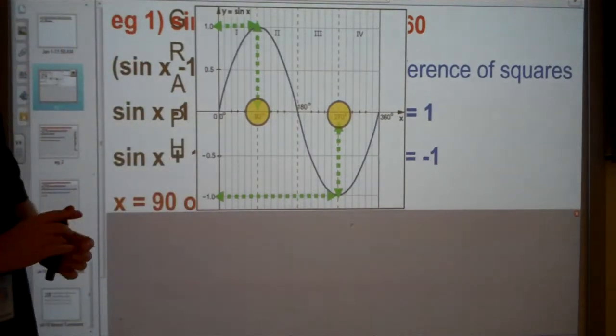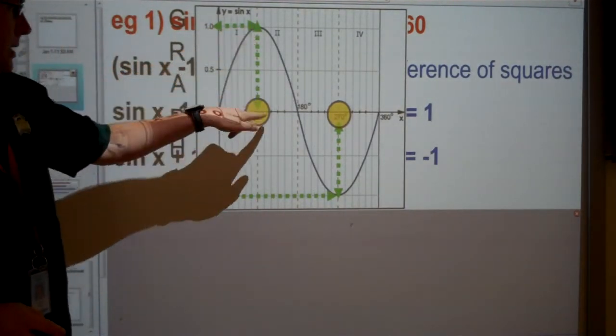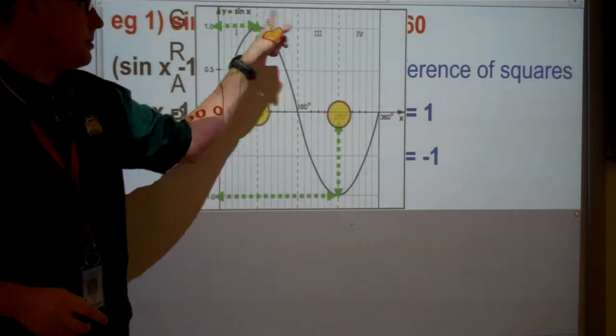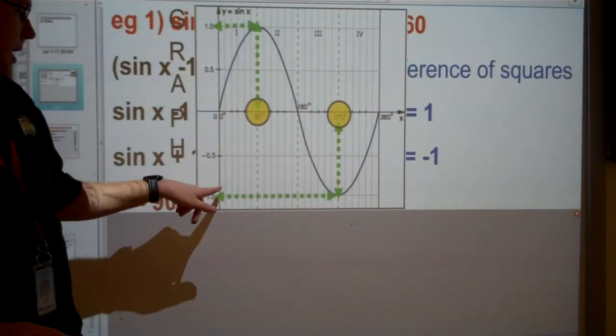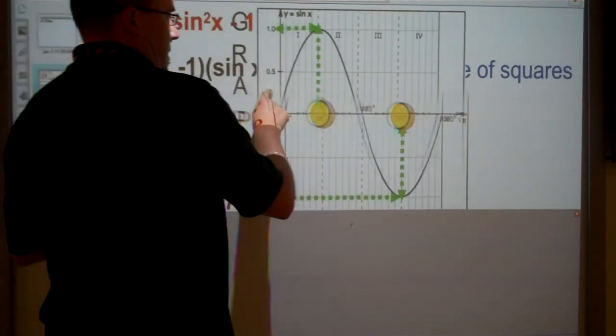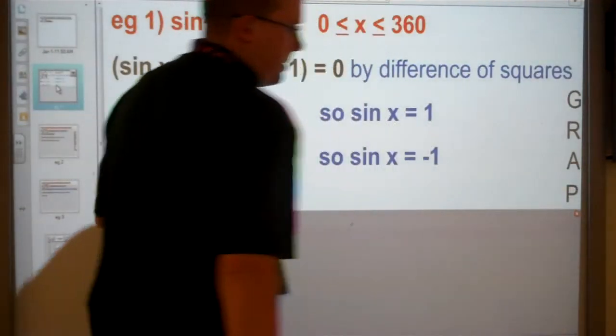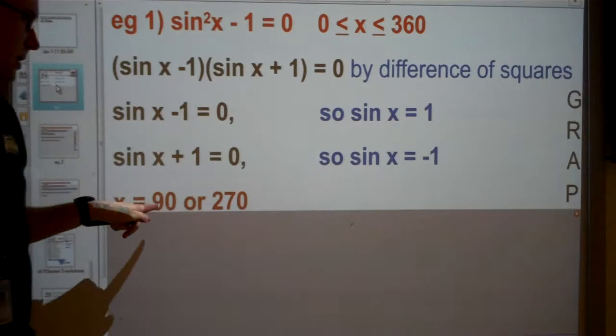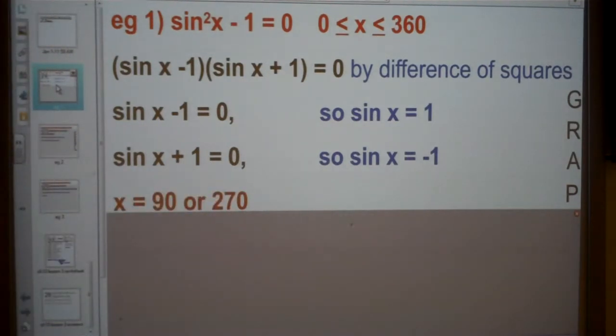So here's my graph of sine. It equals 1, you can see at 90 degrees, and that's the only place between 0 and 360. And for negative 1, you can see that it's 270. And as you get more and more familiar with those pictures, you should be able to imagine that in your head. And therefore that's our answers, 90 and 270.